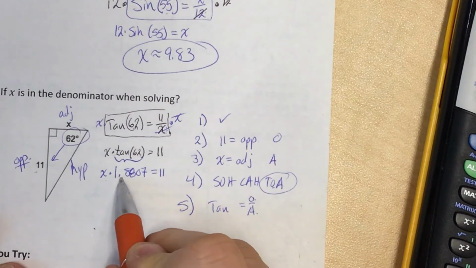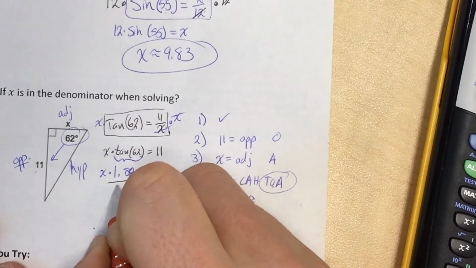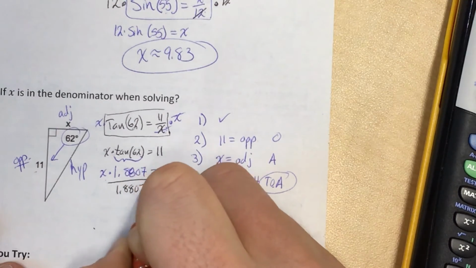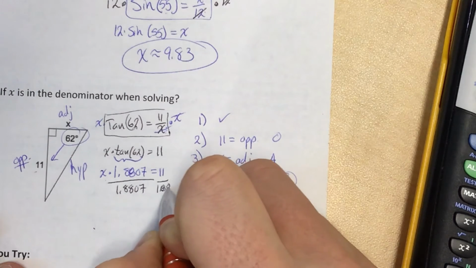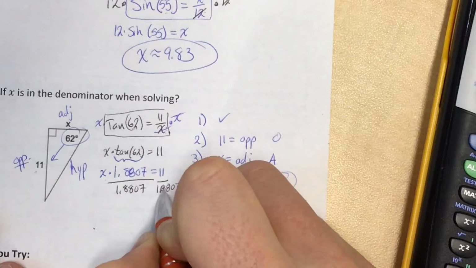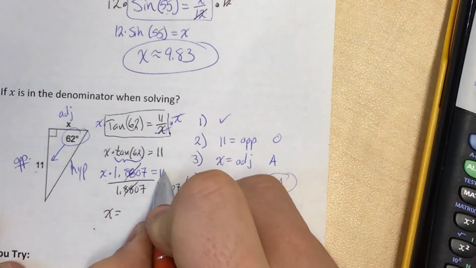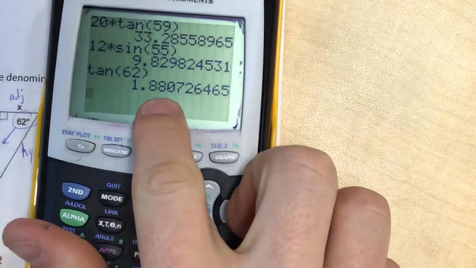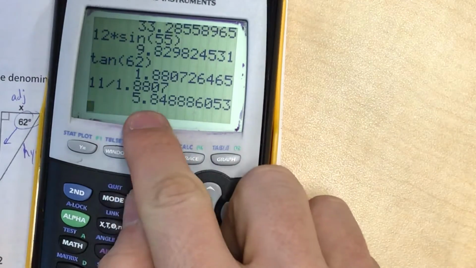Now this is X times this number. So in order to solve for X, the opposite of multiplying by 1.8807 is dividing by 1.8807. That doesn't look like an 8, but that's an 8 there. So what we have to do is take our calculator and do 11 divided by that number, 1.8807. So 11 divided by 1.8807 equals 5.848.